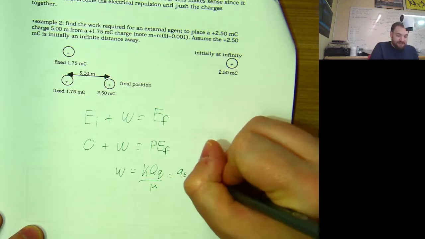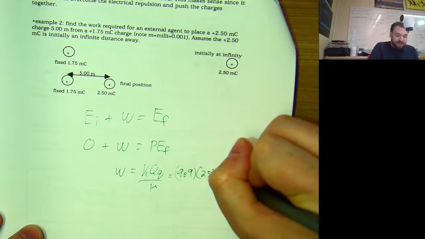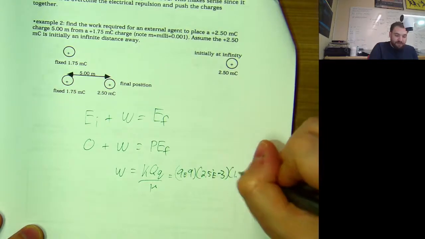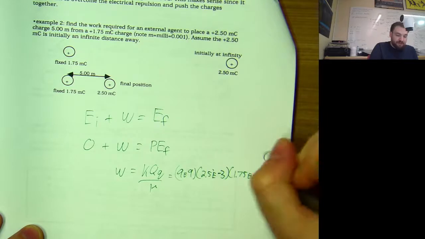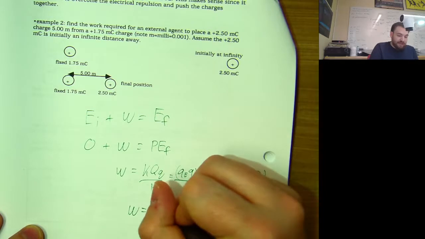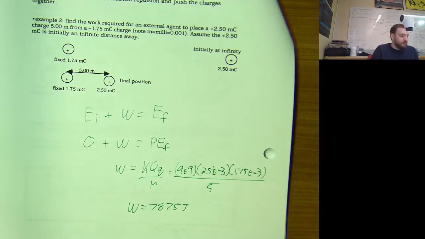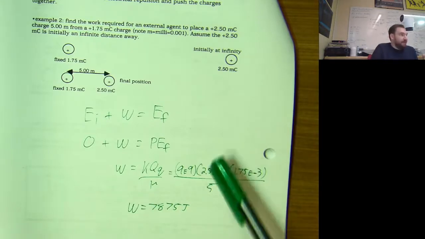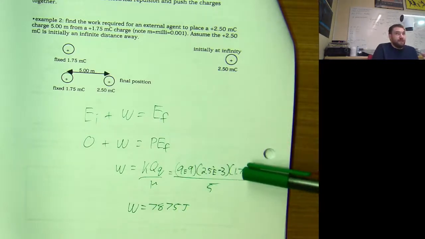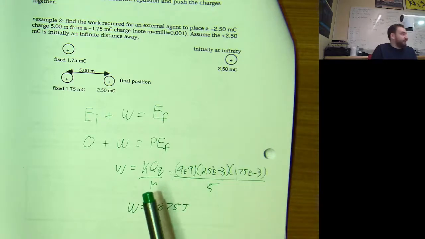So 9 times 10 to the 9, 2.5 times 10 to the negative 3, 1.75 times 10 to the negative 3, over 5. If you run that, you're going to get 7,875 joules. Again, the point being, the signs on the charges are what's going to dictate whether positive or negative work is done, and it's consistent. It works out. Cool.